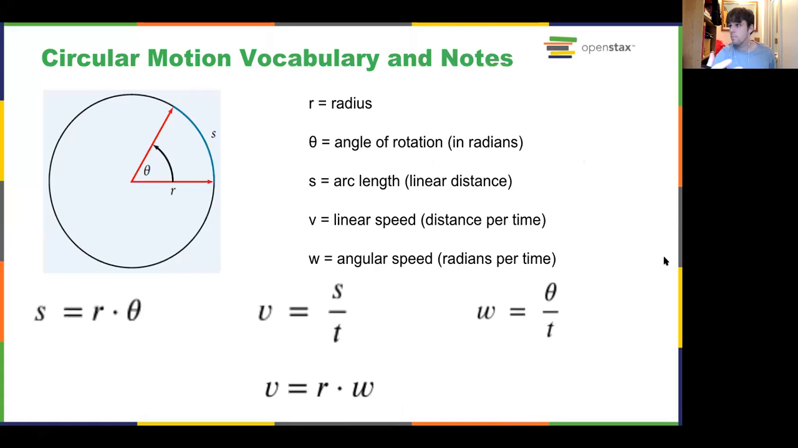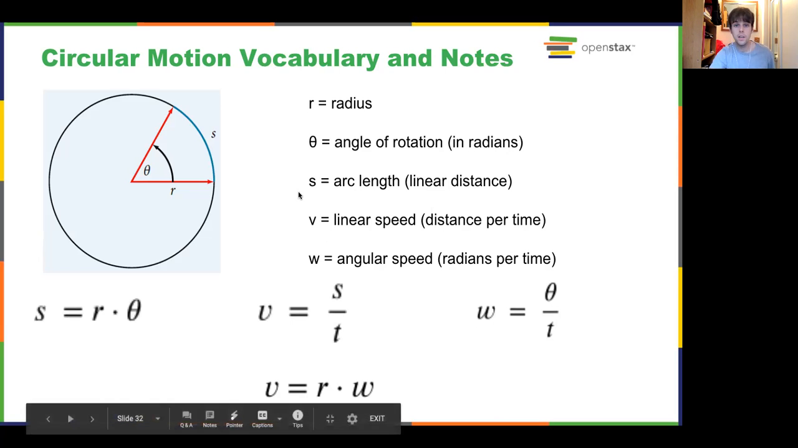So some vocabulary, notes, formulas, things like this around circular motion. Obviously, we use r to represent the radius, theta to represent the angle of rotation. In general, when we have it in the formulas, that needs to be in radians. Now, we might be given an angle of rotation in another unit, and we need to make a conversion in order to use that in our formulas here.